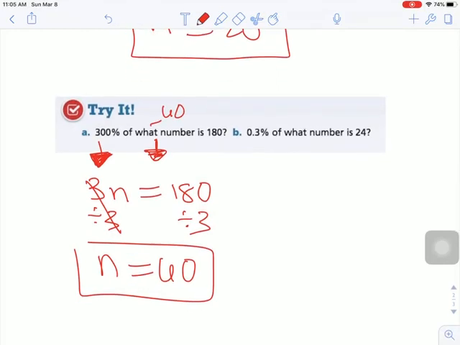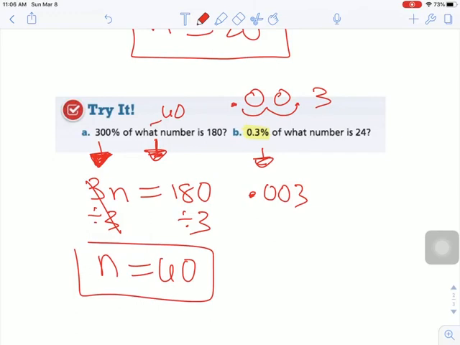And then B, so 0.3%. So some of you guys might be thinking, well, that's already in a decimal form, but that's a little trick. It's still in a percent. This is still a percent. So we still need to divide by 100. So if you guys put this in your calculator, 0.3 divided by 100, it's 0.003. And again, if you want to move the decimal place over twice, 1, 2, add another 0 and move the decimal place to the left.